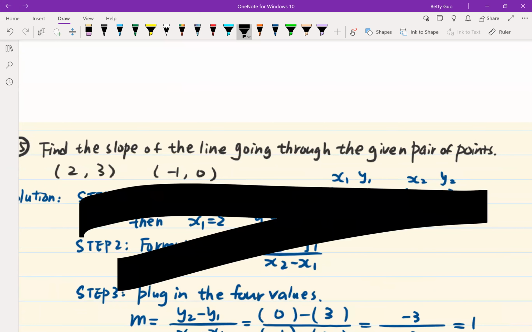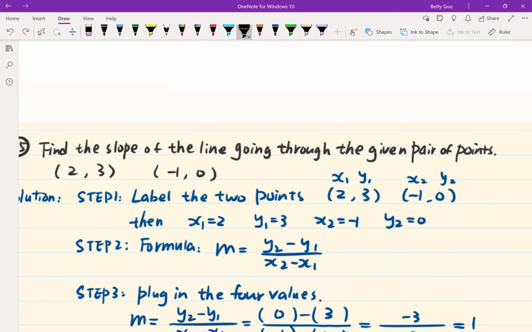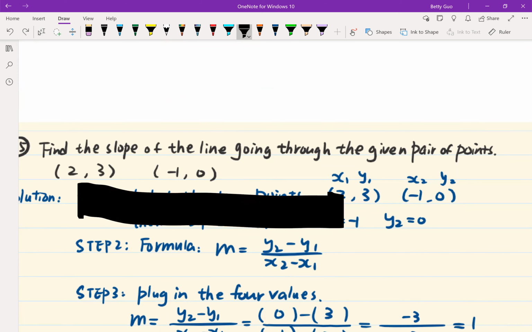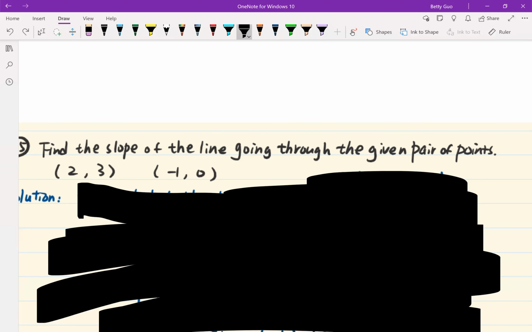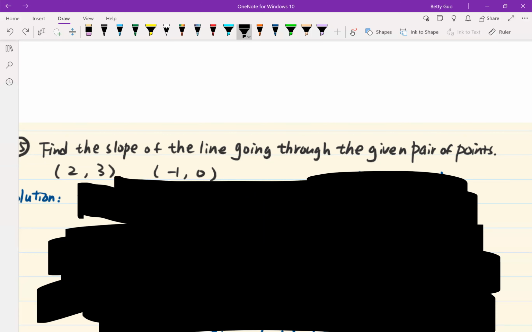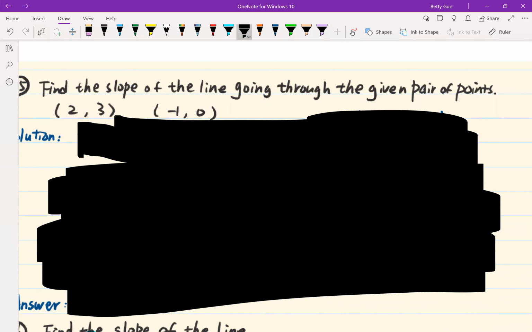Number 15. I have the solution in my notes, and I want to cover it, but you can try on your own first. We have 2 given points on a straight line. You need to find the slope of the line going through the given pair of points: (2, 3) and (-1, 0). What formula are you going to apply?